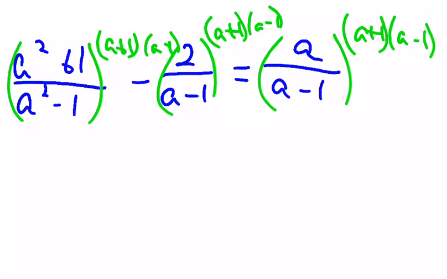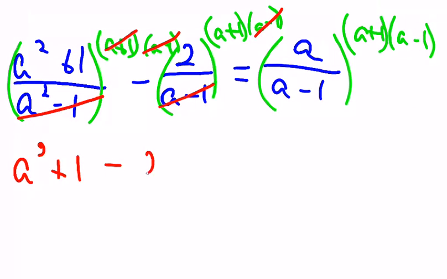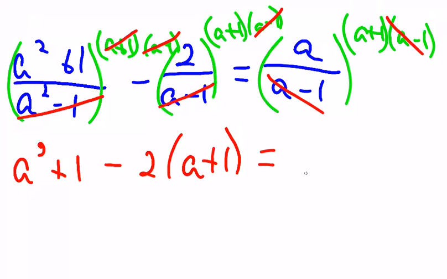Okay, so now what we see on the first one is that both of those cancel, so we're left with a squared plus 1. Here, just the a minus 1's cancel, so I'm left with 2 times a plus 1. And the last one, the a minus 1's cancel, so I'm left with a times a plus 1. Now it's a matter of multiplying and simplifying and then solving.